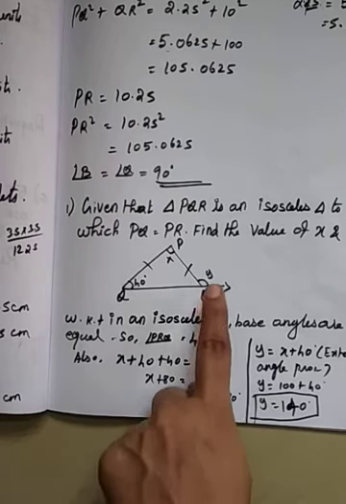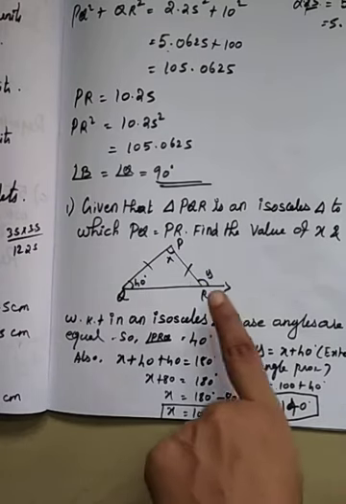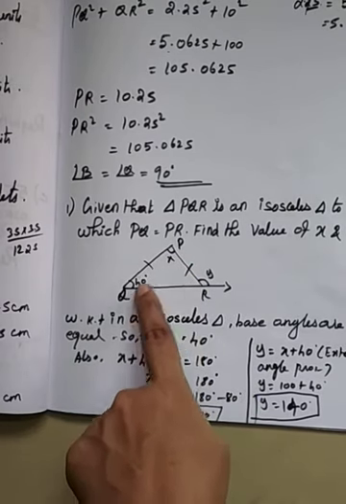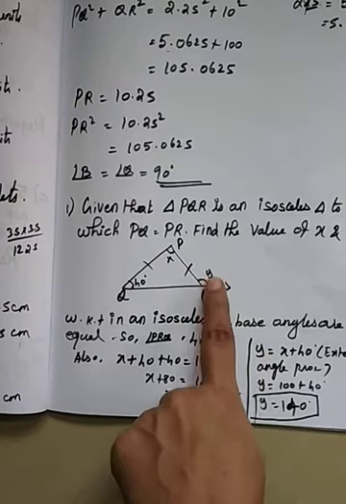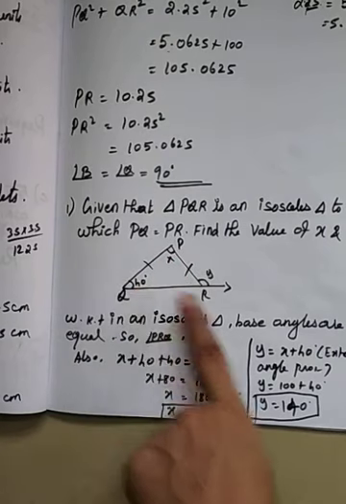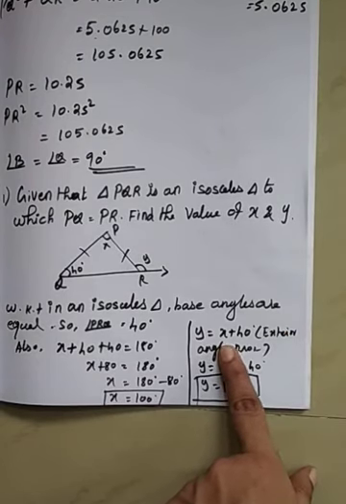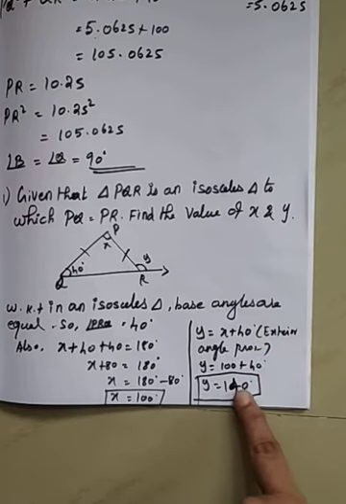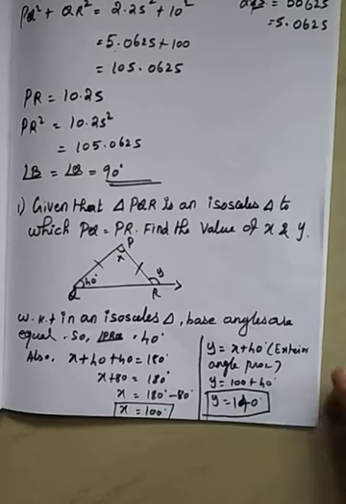Next you have to find the y value. Everybody knows the exterior angle property. What is the exterior angle property? The sum of the opposite interior angles is the exterior angle. So y equals x plus 40. This is the exterior angle property. What is the x value? Just now you found it, so 100 plus 40. What is 100 plus 40? 140. So y is equal to 140. So the x value is 100, the y value is 140. Clear?